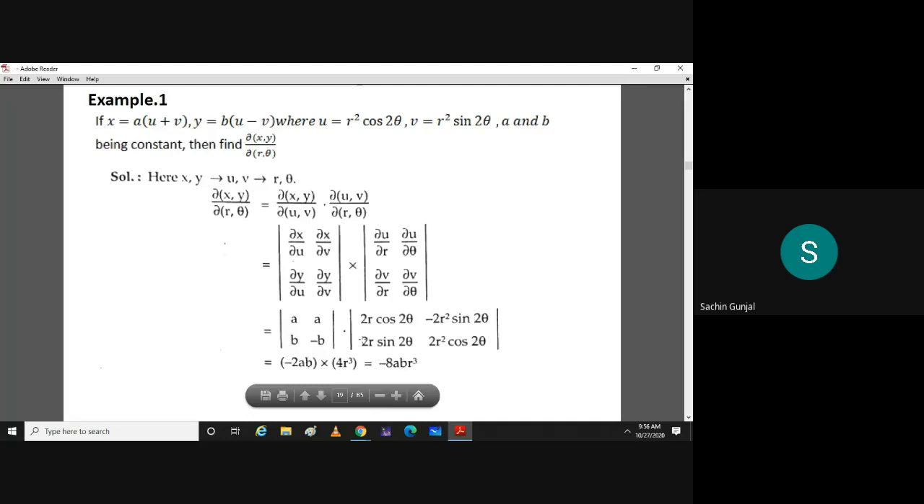So if you calculate this, this will be minus 2ab first Jacobian, and this will be 4r cube into bracket cos square 2 theta plus sin square 2 theta, which is 1. Therefore 4r cube. So at the end, minus 8ab r cube is the answer. Fine. Yes, sir. Okay. Just note it down fast.